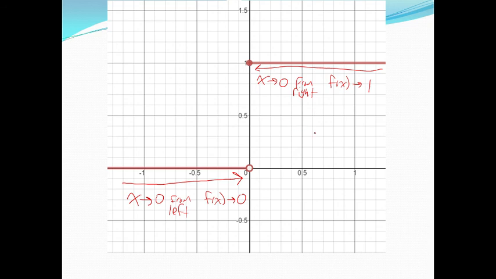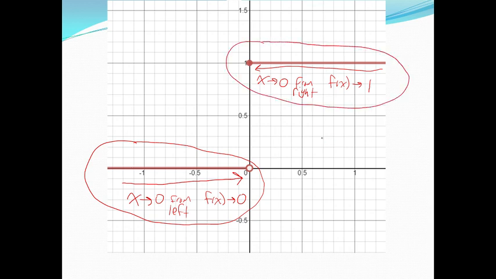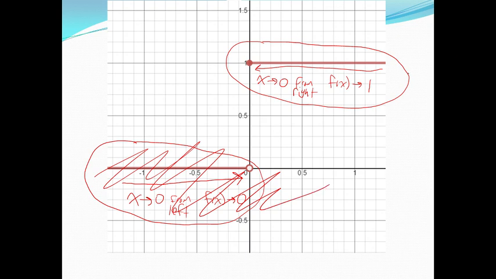So as x approaches 0, the function has two different limits. If I go from the left side, the limit of the function is 0. If I go from the right side, the limit of the function is 1. So this is why we said the function has no limit. However, it does have limits if we only consider one side of the function. For example, if we only consider the left side, it does have a limit because it goes to 0. If we only consider the right side, the function also has a limit because we're ignoring everything on the other side. So from the right side, it has a limit.